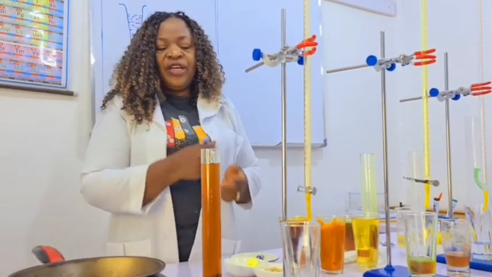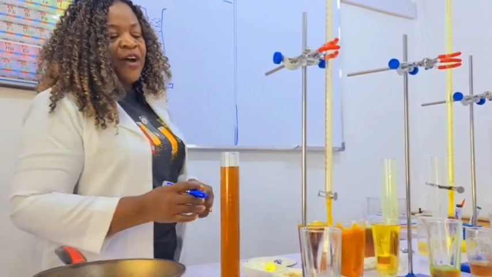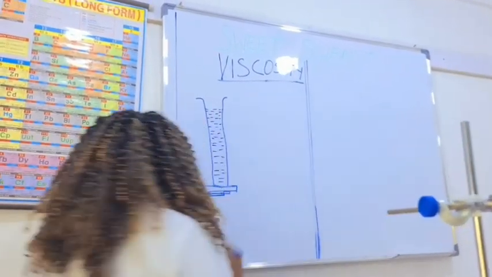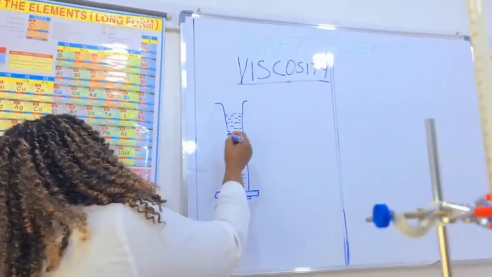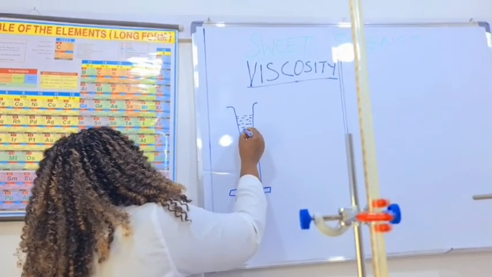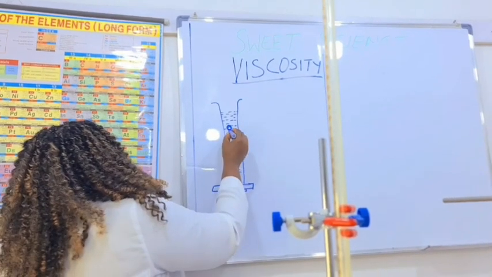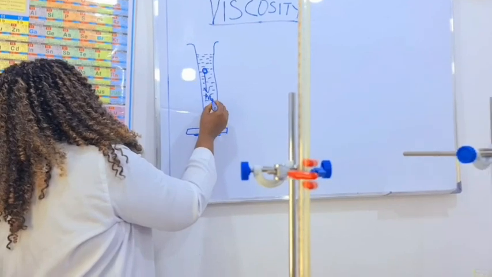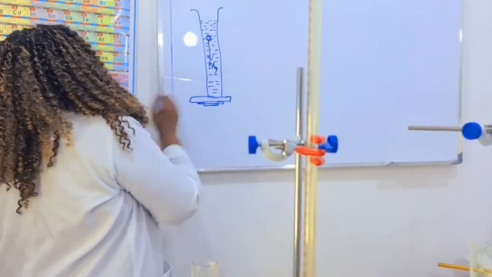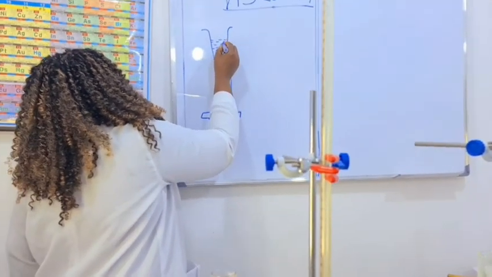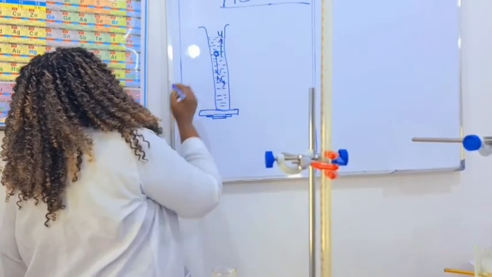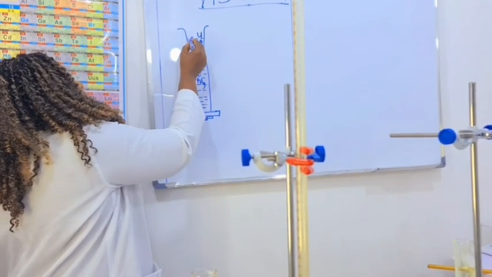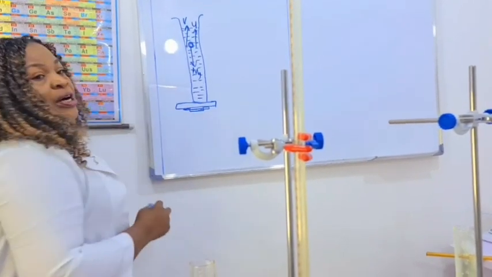So let's go over to the board and have our labeled diagram drawn. This is our labeled diagram, and then we have the ball bearing falling. The first force is the weight, that is mg. And then the next force that will act upwards is the U, the upthrust. And another force that will act on it is the V, the viscous force.